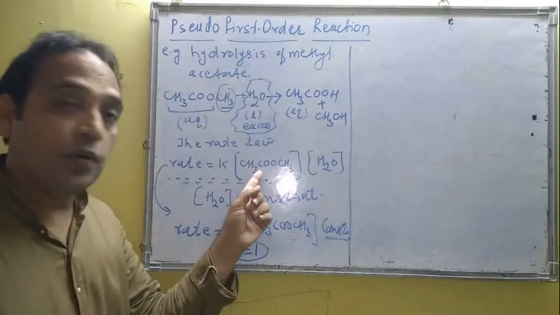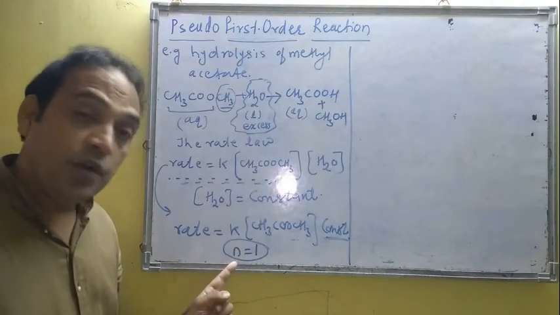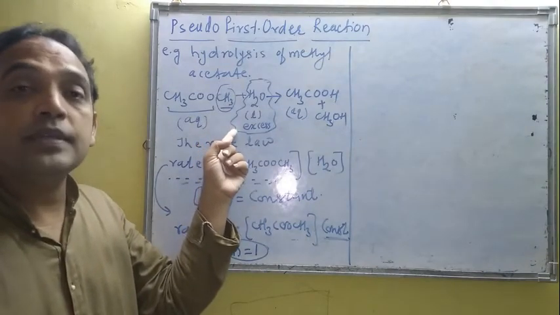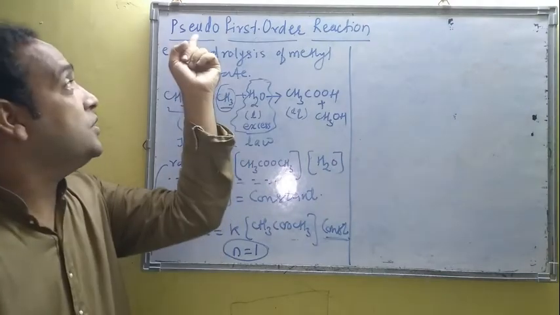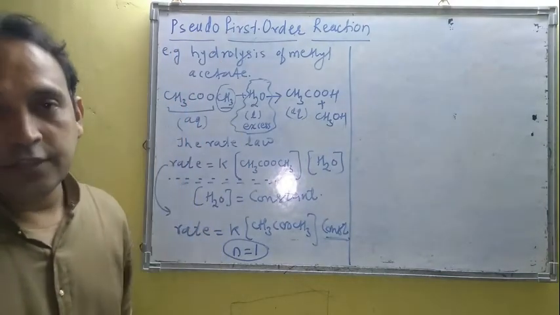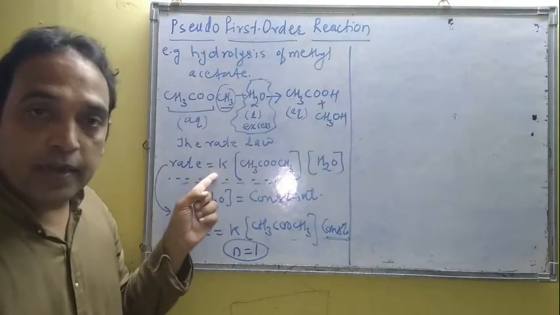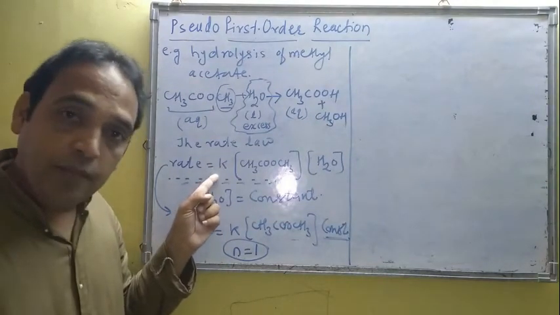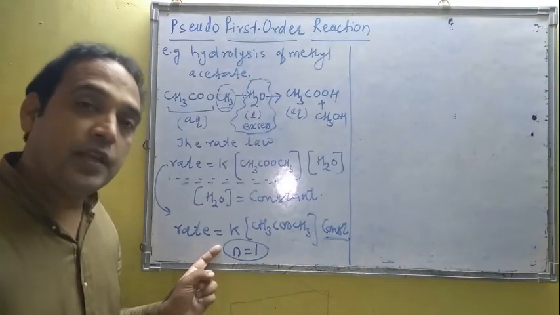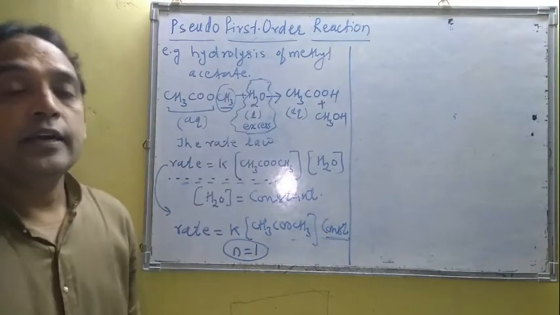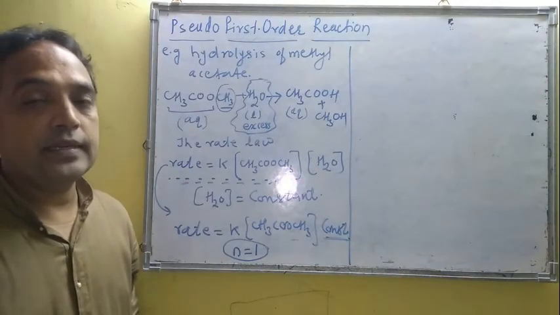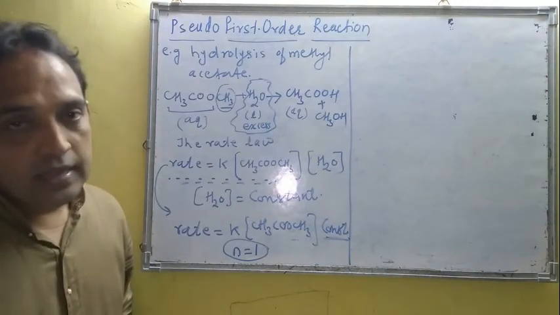So the higher order converts into first order because the water solvent is present in excess, and such reactions are called pseudo first order reactions. The reaction is expected to be second order but follows first order kinetics. Such reactions are called pseudo first order reactions, and the best example is the hydrolysis of methyl acetate.